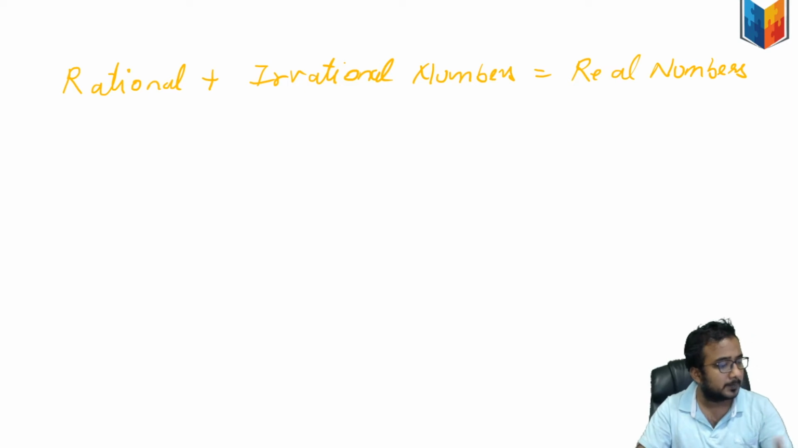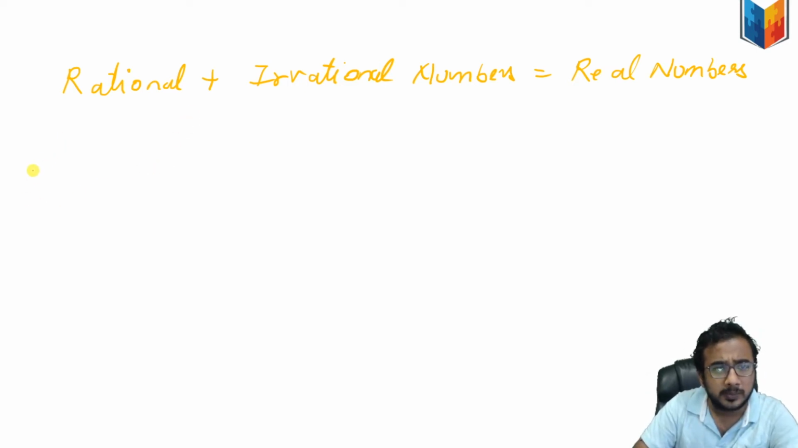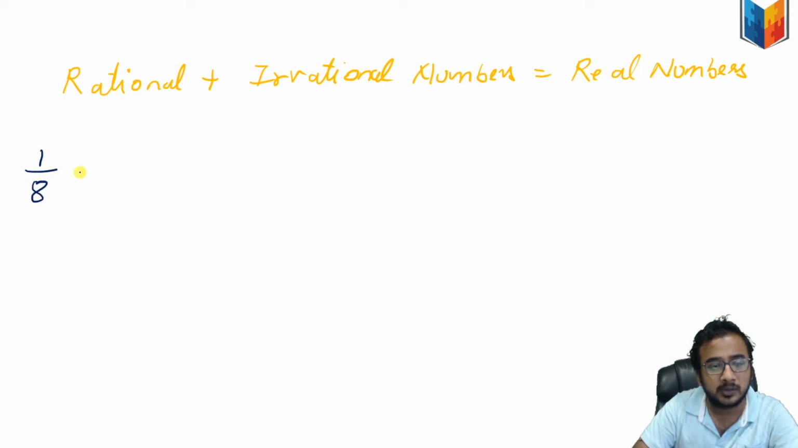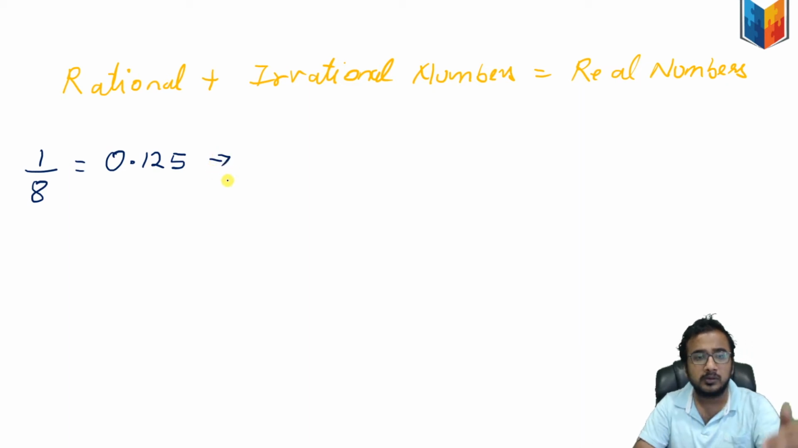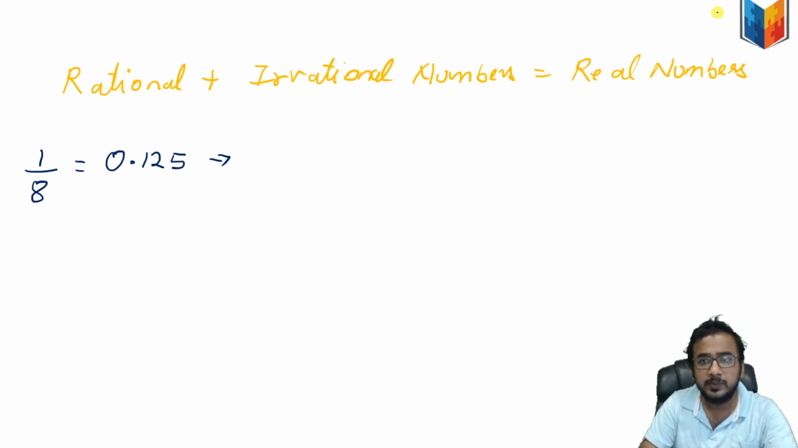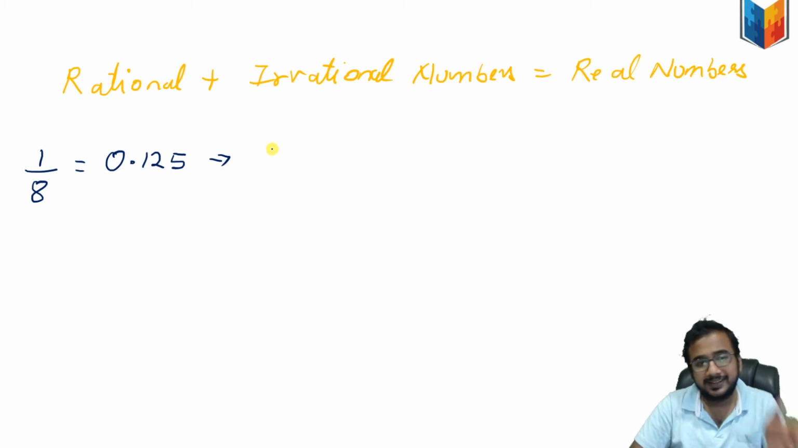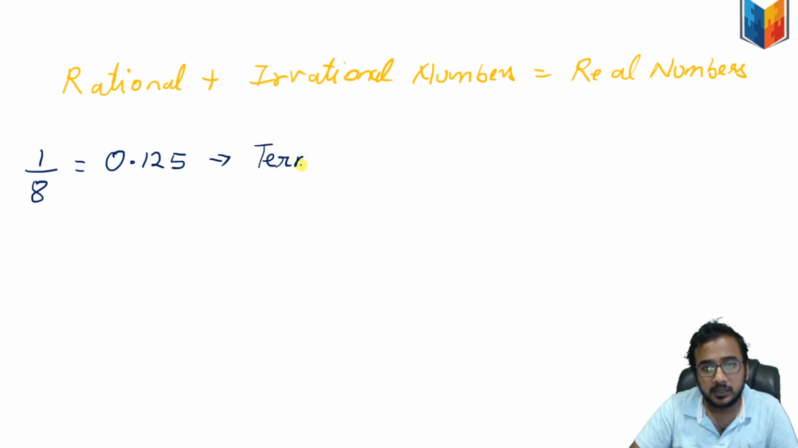Now we will be learning something called terminating decimals. With examples I will be telling you what is terminating and what is non-terminating. Suppose I take an example 1 by 8. If I represent this, the value will come to 0.125. Whether this is terminating or non-terminating, that we will be seeing. It has stopped at a place, so that is why I would be naming it as terminating decimals.